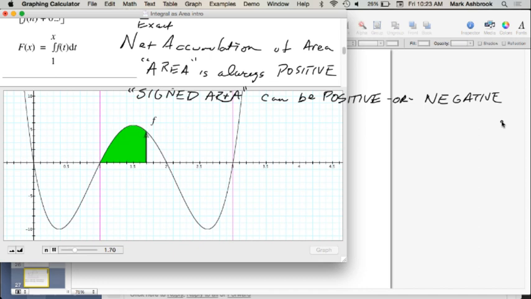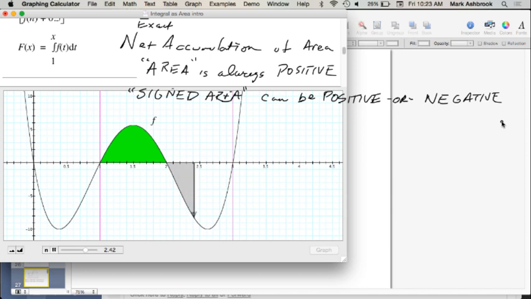So questions about this? Before we get to area, we really have to understand signed area. We want to make sure we understand signed area. If you just throw the function into an integral and create the net accumulation of the function, you're going to get signed area, because anytime that function goes below the x-axis, you're going to have a negative contribution to the value of capital F. So that's what we're going to call signed area.